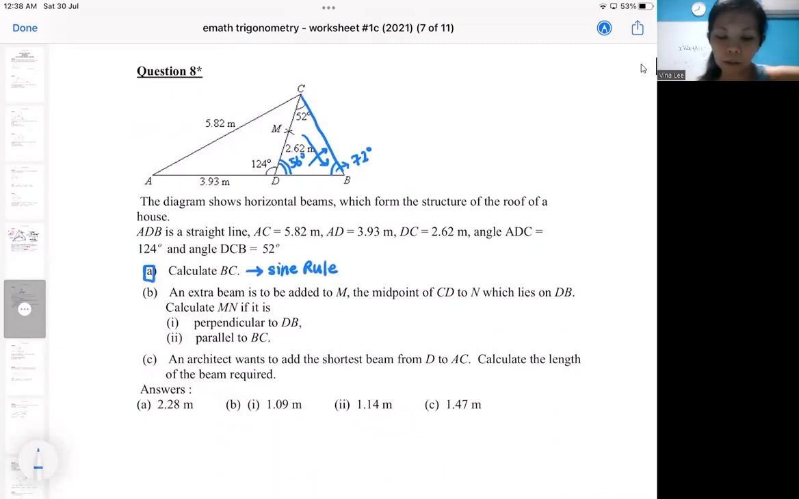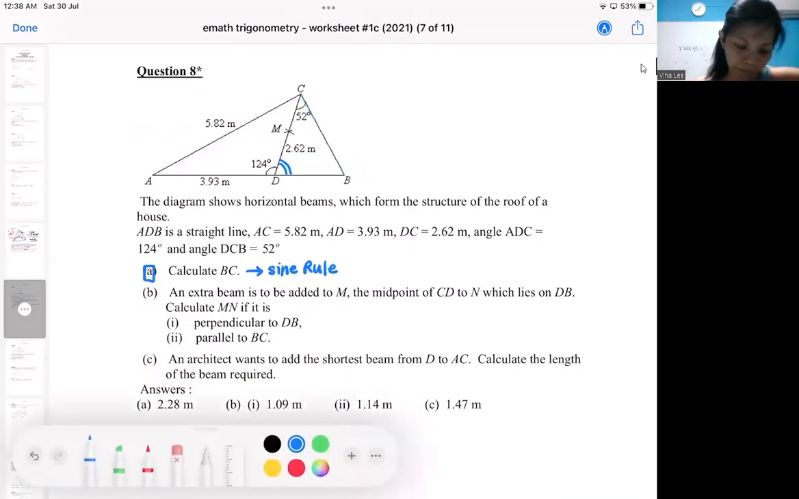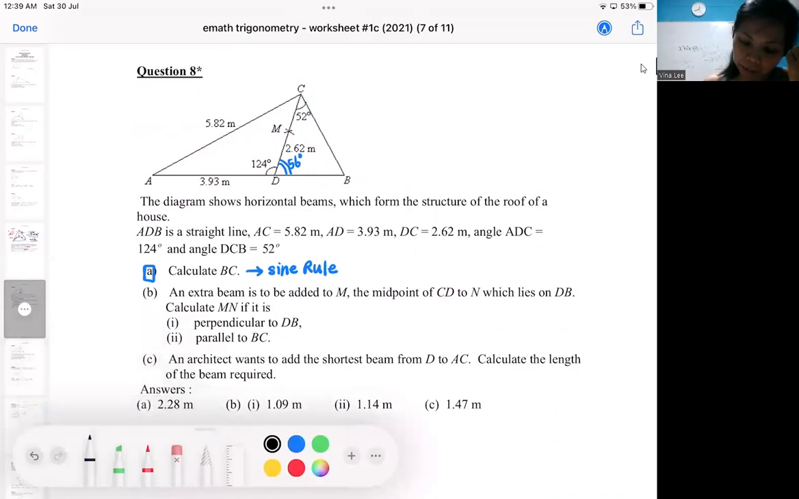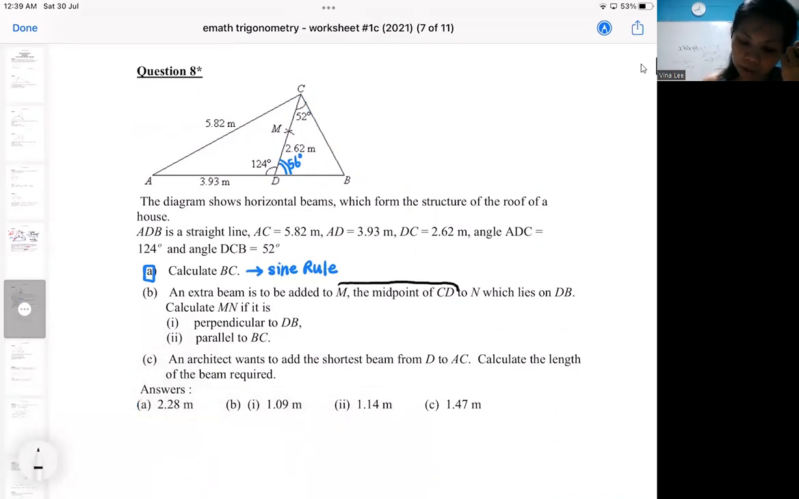Okay, so the second part is the one that's confusing. Okay, they are going to add an extra beam to be added at M. And M is actually the midpoint of CD. So it's a bit of English. So they are describing where is M. So M is the midpoint of CD. That means the 2.62 has already been divided into half.